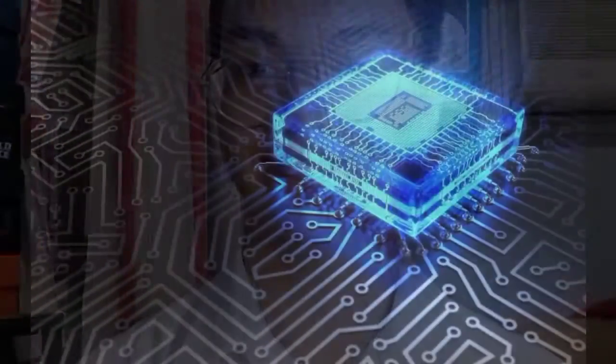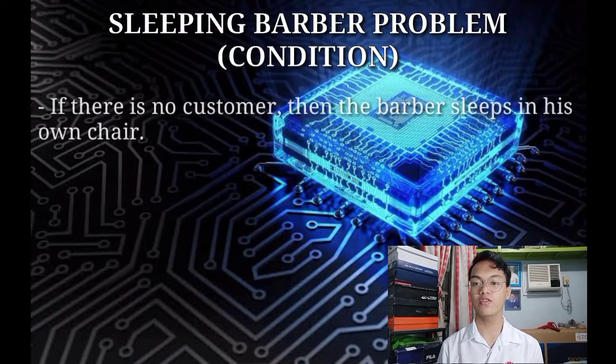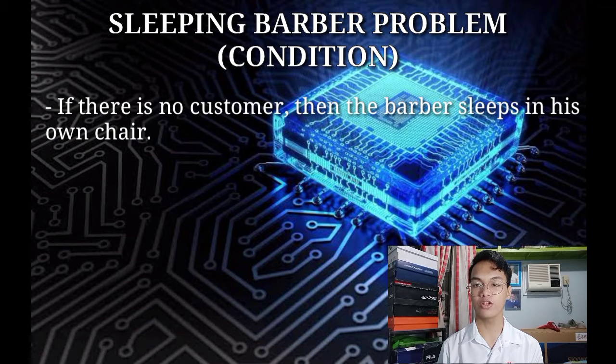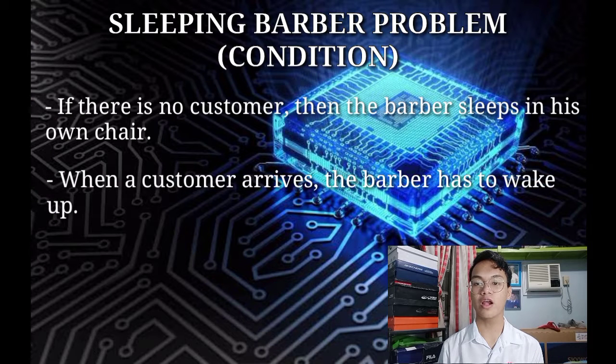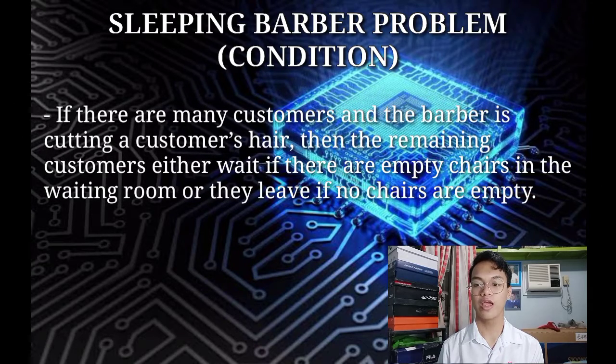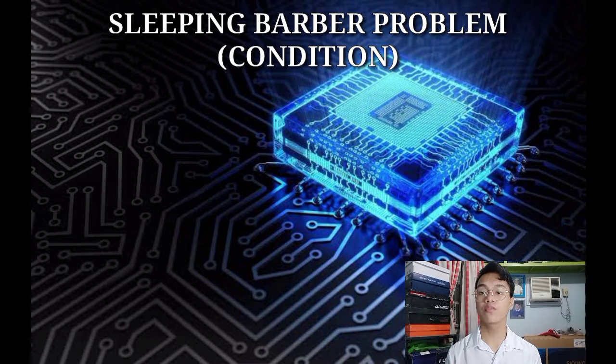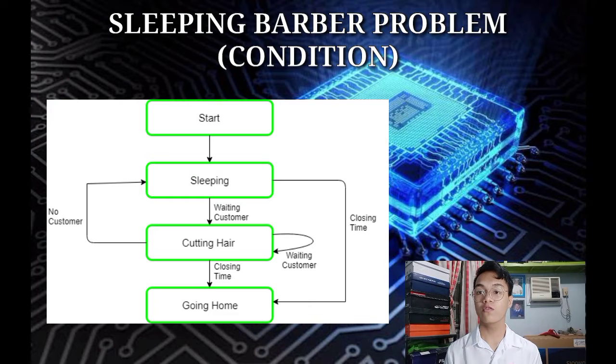And now, I will be discussing the conditions in the sleeping barber problem. The first condition is, if there is no customer, then the barber sleeps in his own chair. Next, when a customer arrives, the barber has to wake up. Lastly, if there are many customers and the barber is cutting a customer's hair, then the remaining customers either wait if there are empty chairs in the waiting room or they leave if no chairs are empty. To make the conditions more clear, the photo above is the flowchart of the conditions of the sleeping barber problem.